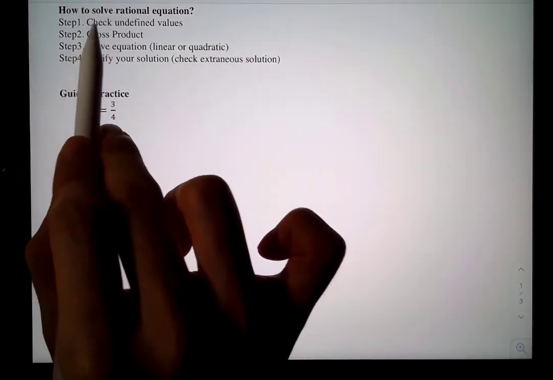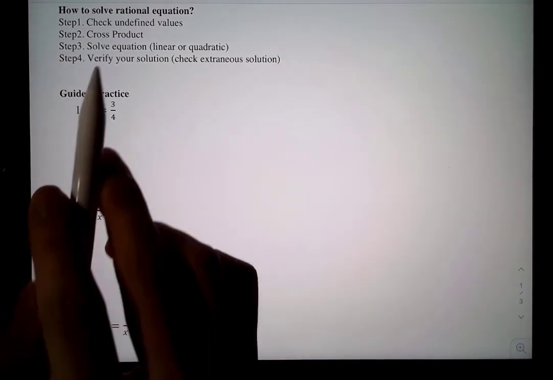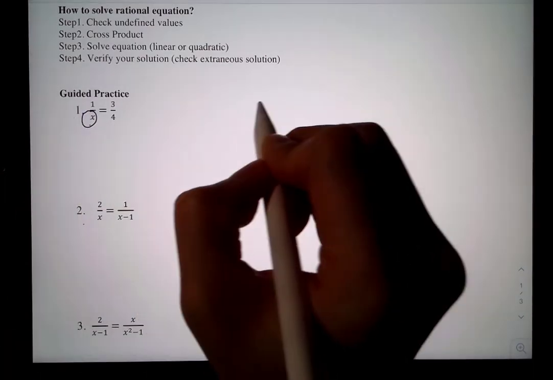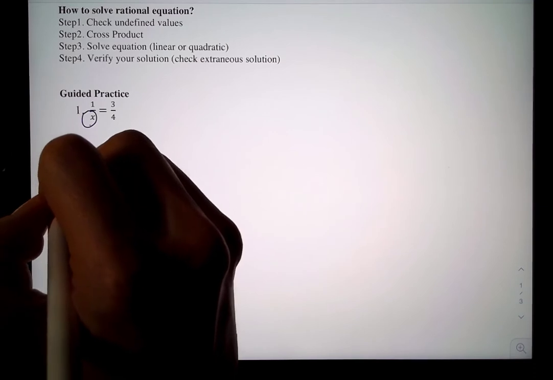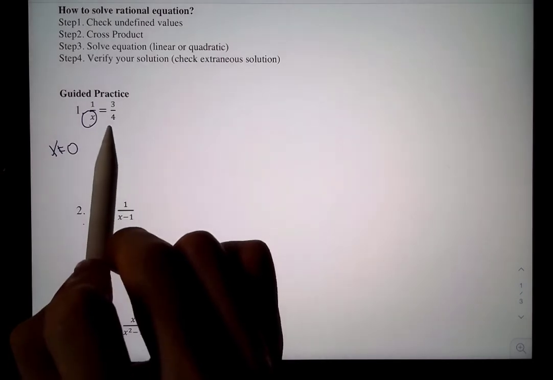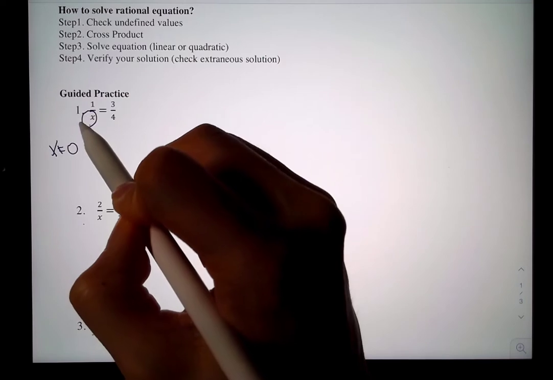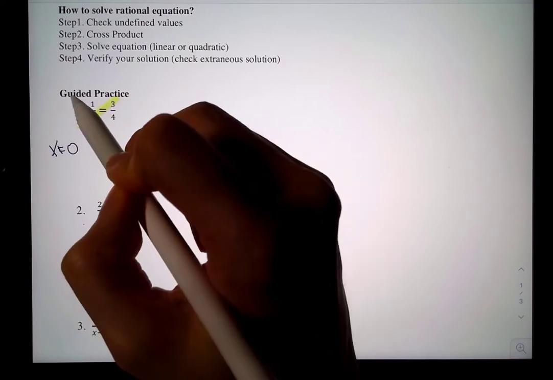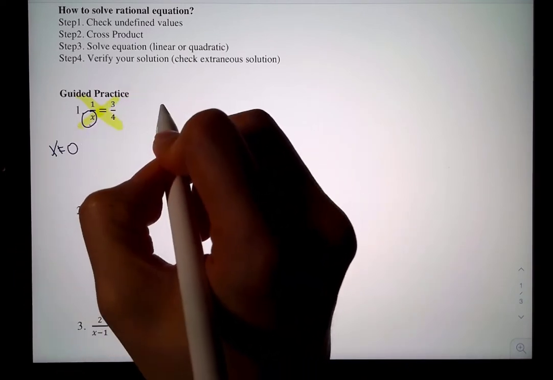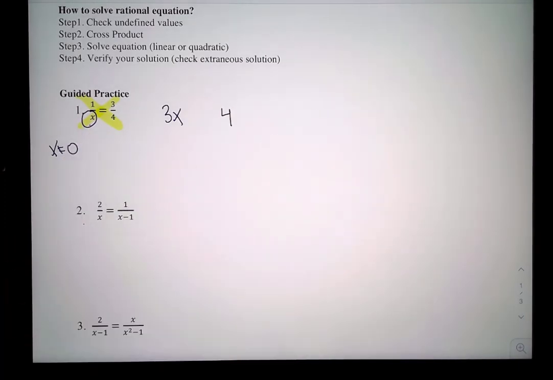Yeah, we need to check the undefined value first, right? So look at this one, 1 over x. So we are looking at the denominator only, right? That cannot be 0. So you just write it here. We cannot have 0. X cannot be 0, right? And for that fraction, there's nothing there, right? No variable, so you don't have to worry about that one. And now we will do cross product like this. So this 2, then you get what? 3x. And this 2, then you get what? You get 4.